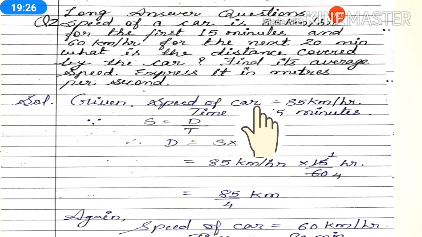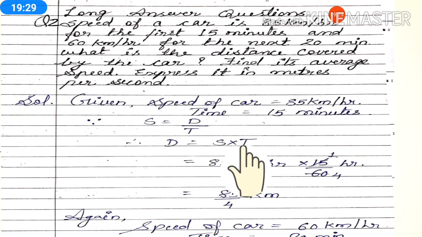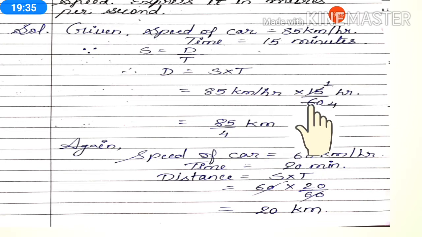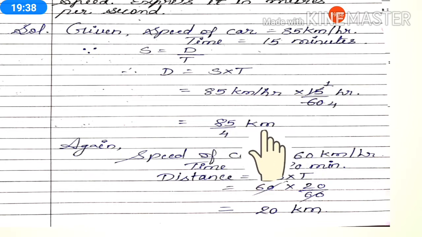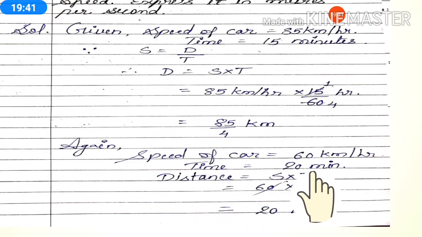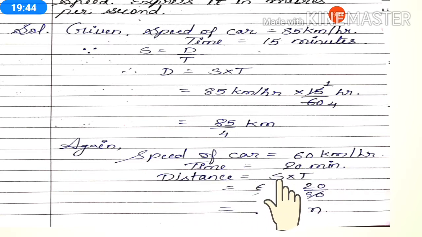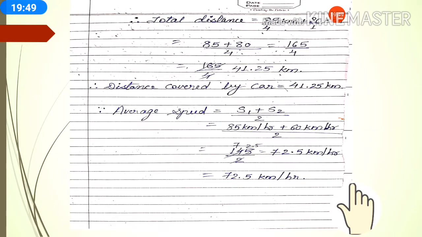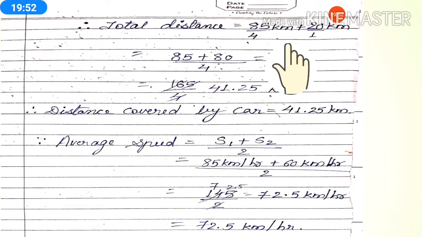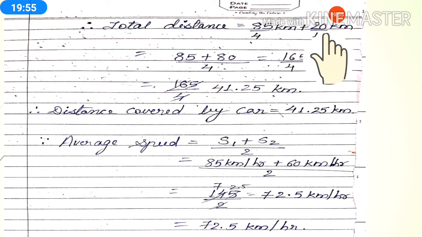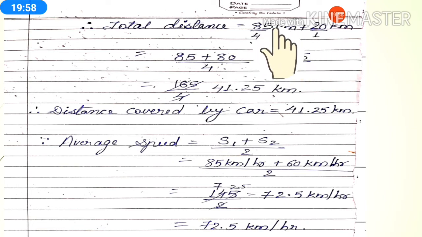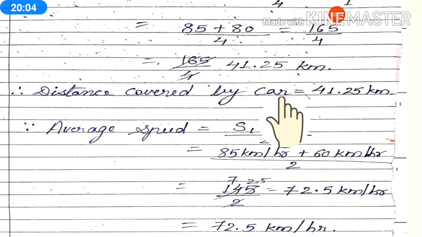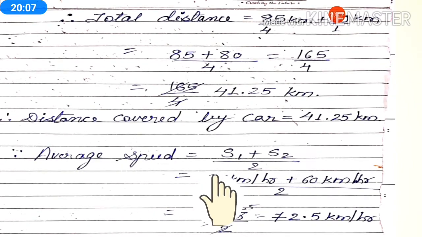Distance. When speed and time are given, we can find distance by the formula speed into time. So we put the values of speed and time, calculated, and got 85 by 4 kilometer. Then in the second case, again speed is given, time is given, and we need to find distance. The same method we applied and we got the distance 20 kilometer. So to find the total distance, we added both distances because here we have fractions. So in the fraction method, with LCM and cross multiplication, we found the value 41.25 kilometer. And in this case the two different speeds are given, so we have to find the average speed.